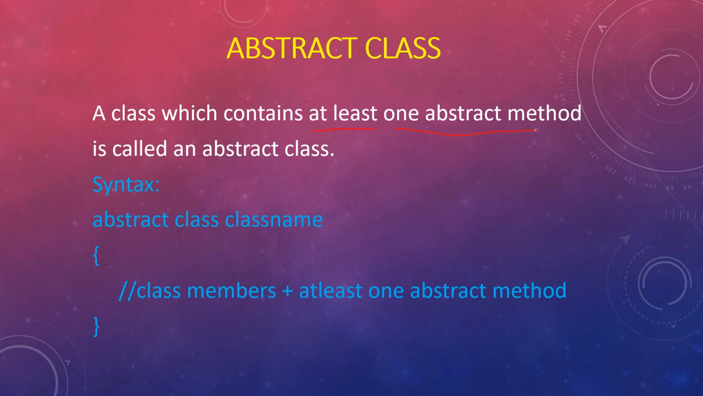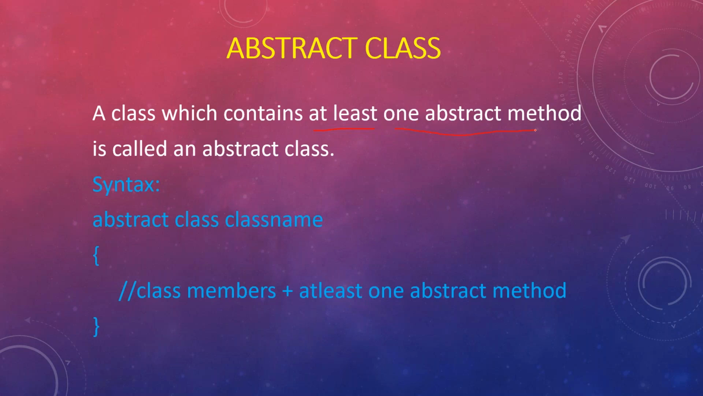Now we are going to include one more member into the class, that is the abstract method. Till now we didn't write any abstract methods inside the class. Now we are going to write. If a class contains at least one abstract method, then we are calling it an abstract class. Understand?